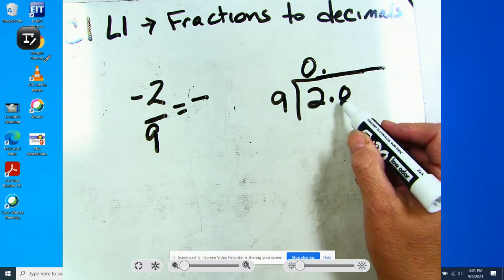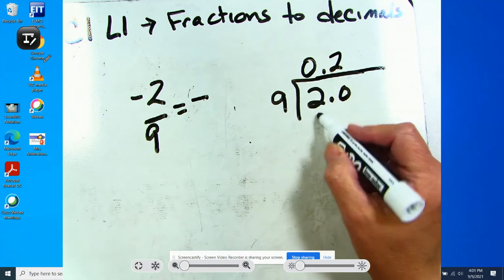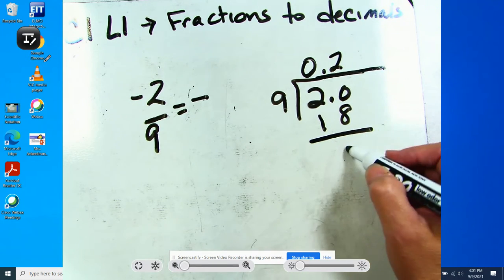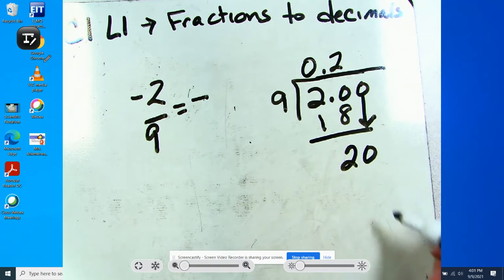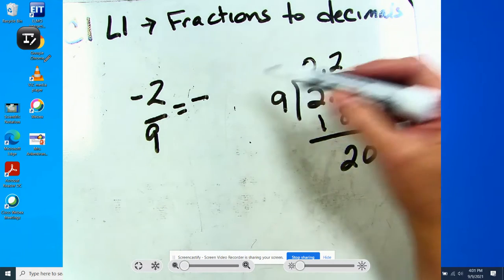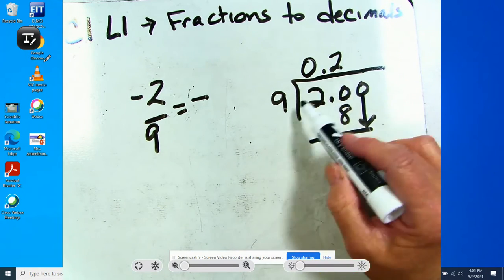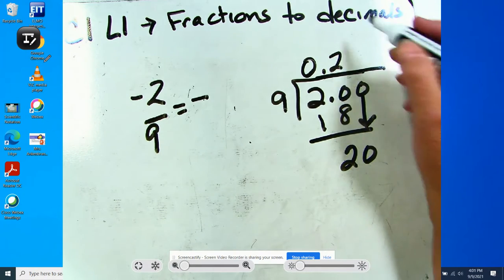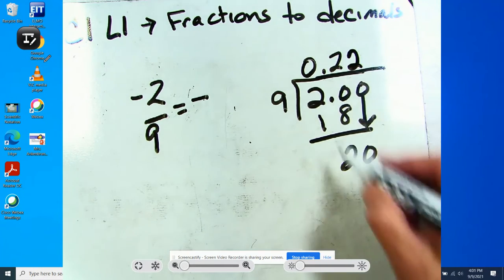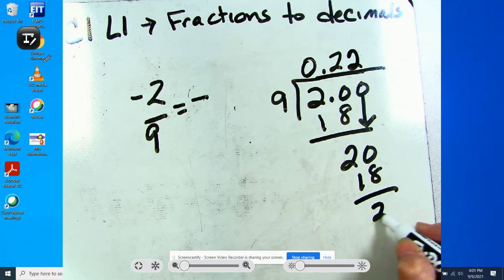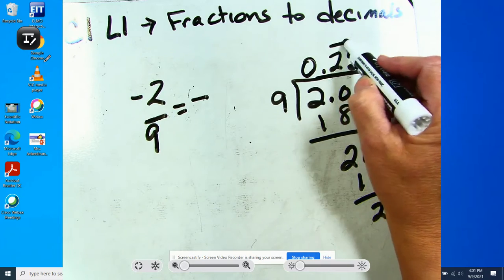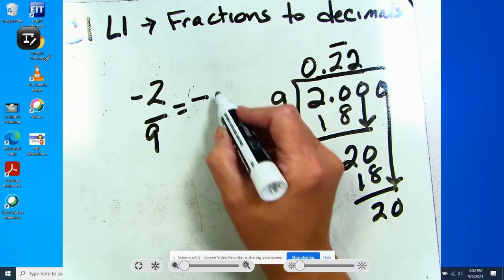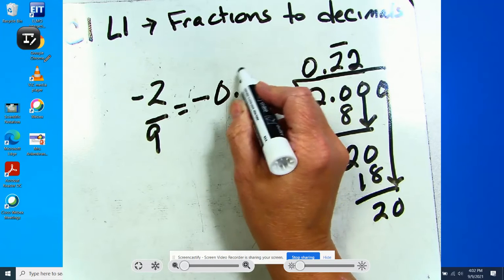9 goes into 20 2 times. 2 times 9 is 18. We subtract and get a 2. If I add a 0 and come down, I'm right back to where I started. So -2/9 is actually 0.2 repeating, because that would be 18. We'd come down here, bring a 0 and another 0. So this is 0.2 repeating. We already have our negative sign, so -0.2 repeating.